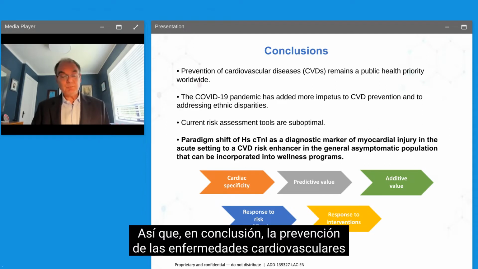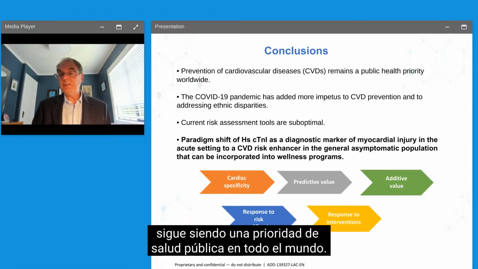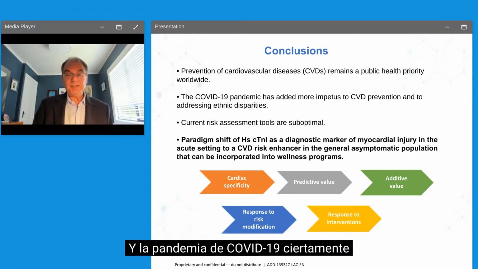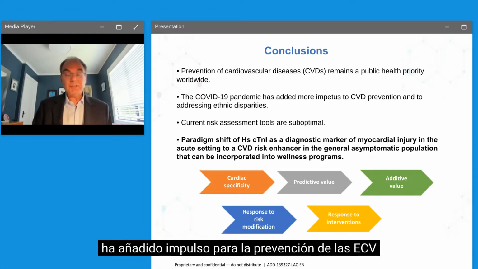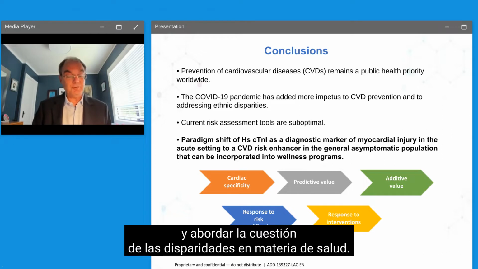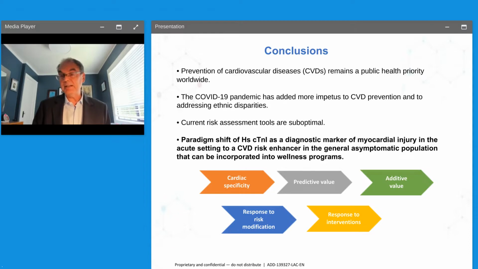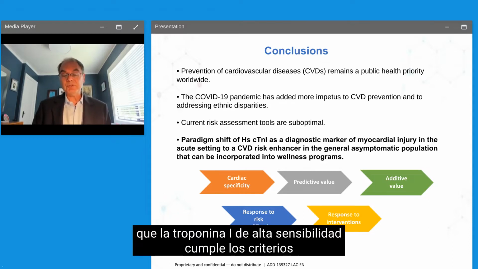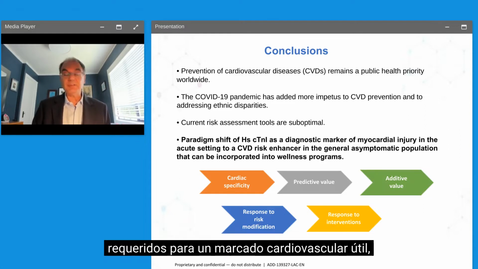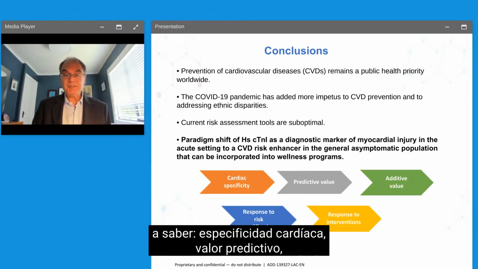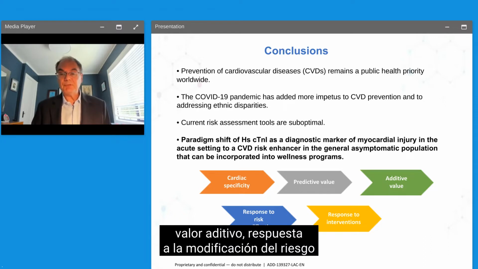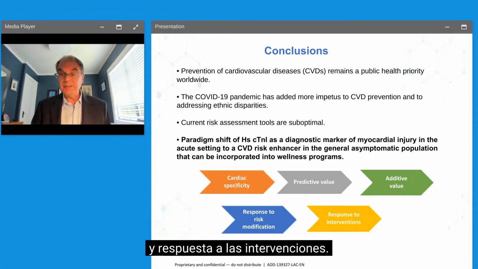So in conclusion, prevention of cardiovascular diseases remains a public health priority worldwide, and the COVID-19 pandemic certainly has added impetus for CVD prevention and to addressing the issue of health disparities. I've shown you that current risk assessment tools are suboptimal. I've shared with you also evidence indicating that high-sensitivity troponin I meets the criteria set forth by the European Society of Cardiology required for a cardiovascular risk marker to be useful, namely cardiac specificity, predicted value, additive value, response to risk modification, and response to interventions.